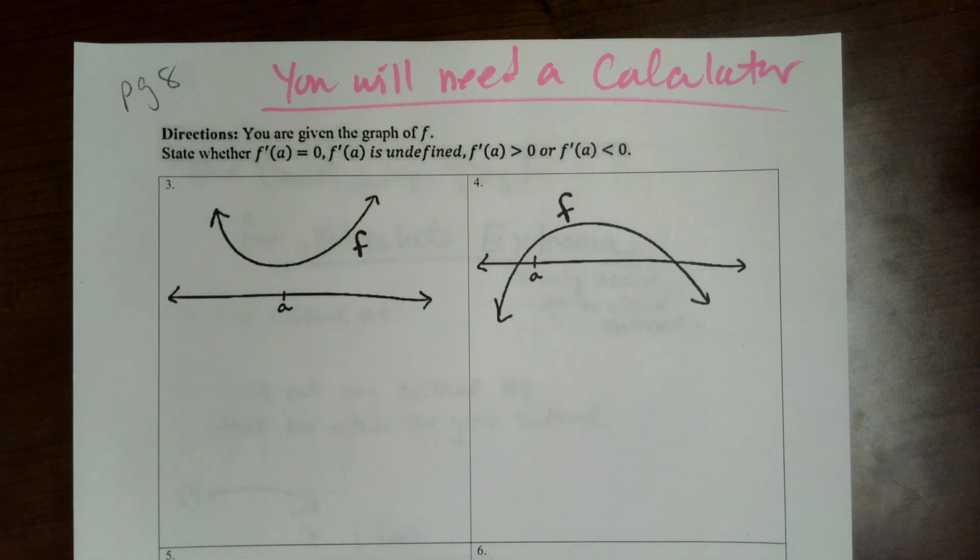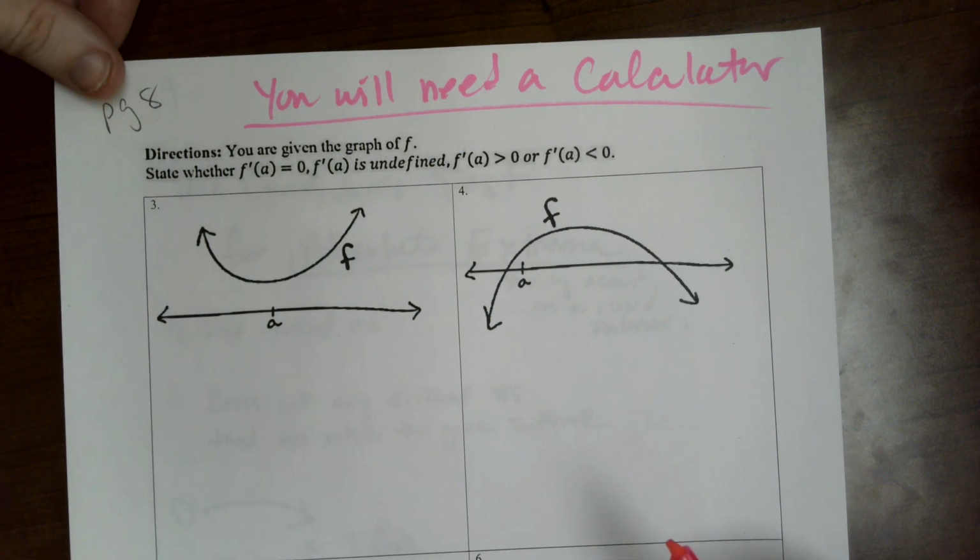Okay, guys, so this is E-2, part 2. So you will need a calculator for this, so please make sure you have one with you. It'll be for the last problem. So directions: you are given the graph of f. State whether f prime of a is equal to 0, or it is undefined, or it is positive, or it is negative. Okay, so let's go through and do all of these.